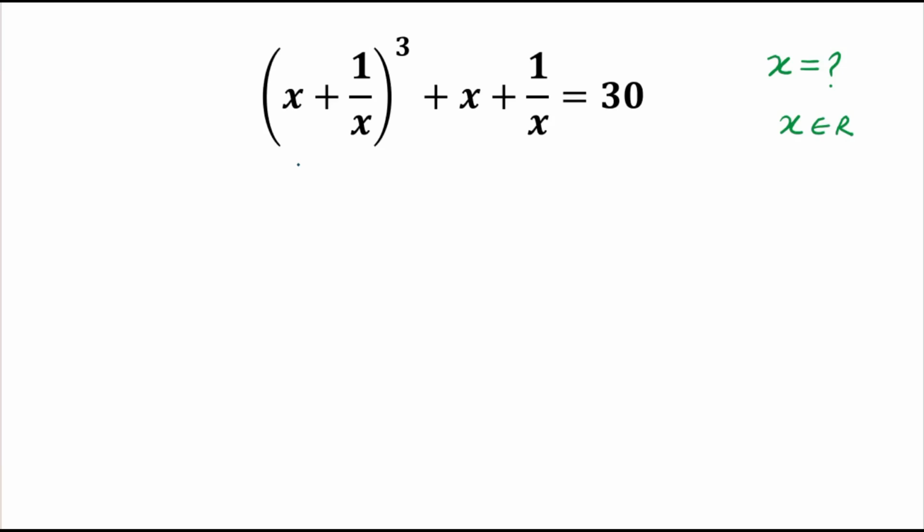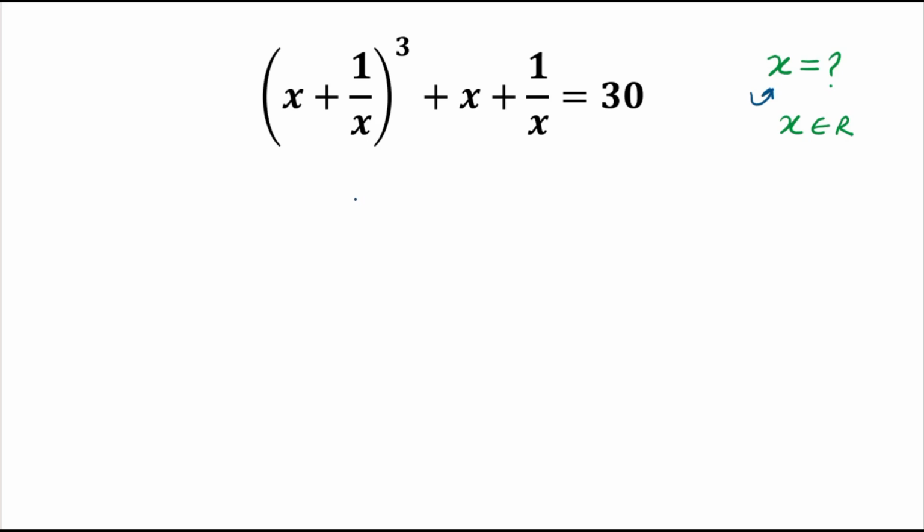Hello students, in this video we are going to solve a nice algebra problem. Here (x + 1/x)^3 + (x + 1/x) = 30. We need to calculate all possible values of x, where x belongs to the real numbers.